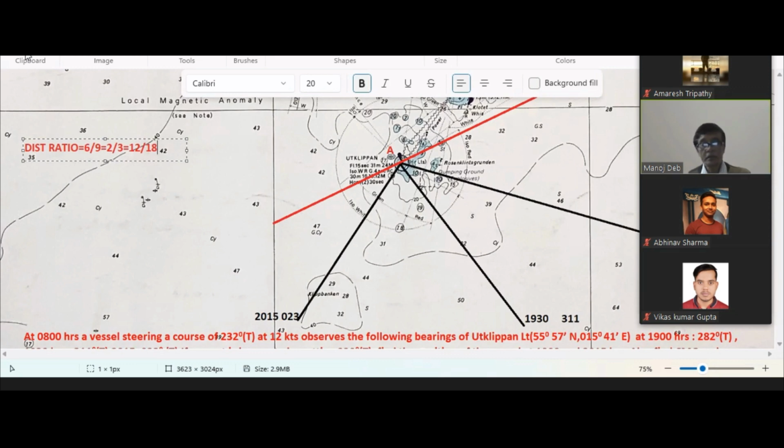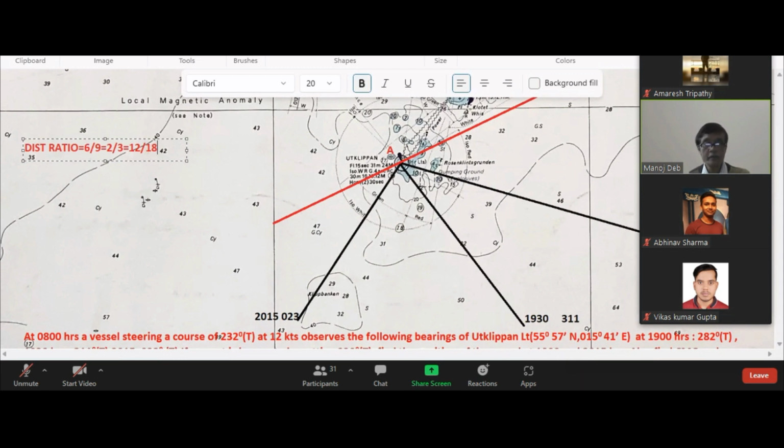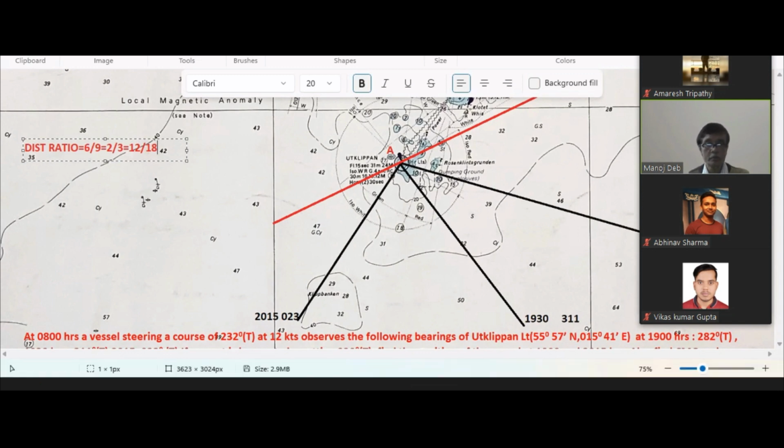After that, take the ratio, the distance ratio. You can take the time ratio also. I will show it; both become the same. Time ratio and distance ratio are both the same. You can take any one. I'm just showing the time ratio now.